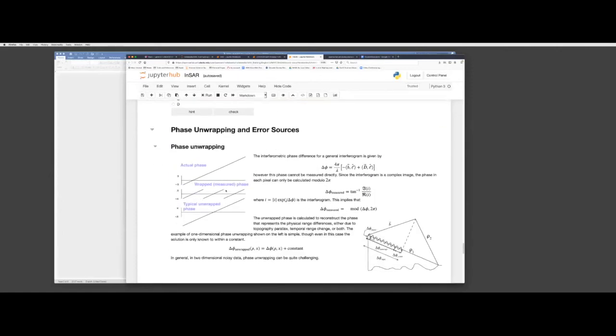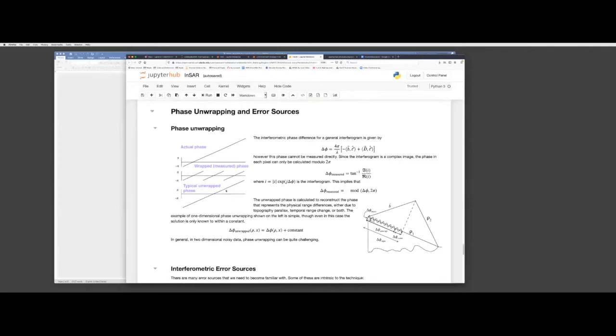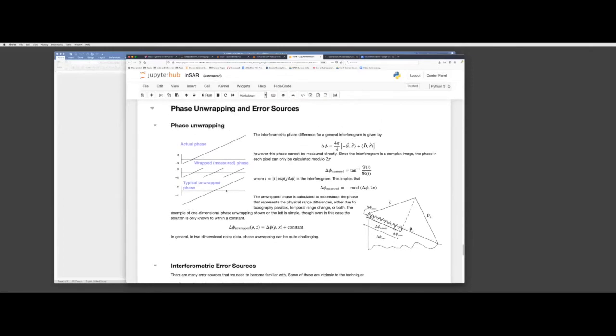All right, one more thing on phase unwrapping. This is usually a larger section, but we don't have a whole lot of time today, so I've summarized it in one slide. So again, here is our interferometric phase difference. It's the topography term and the displacement term, both projected in the line of sight. What we measure is the interferogram, and the interferogram is a complex quantity. To get the phase, we take the inverse tangent of the imaginary over the real part of that complex number, point by point.